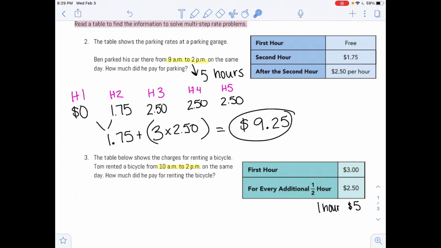Especially since when looking here at the amount of time he was renting the bike, we're not really going to be using that half hour. We want to work with whole hours. So from 10 a.m. to 2 p.m., that's a total of 4 hours.